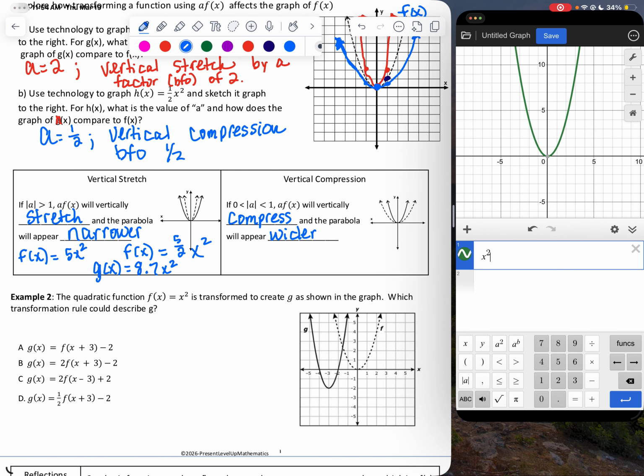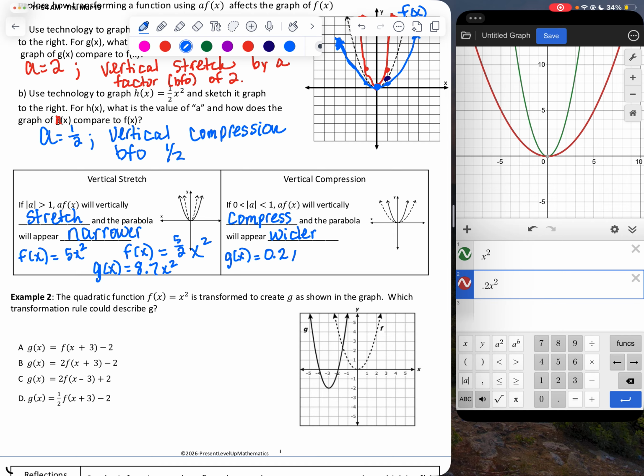So, for example, if I need a number that's bigger than 0 and smaller than 1. So say I had 0.2 x squared. All right, so let me write down that example. G of x equals 0.2 x squared. 0.2 is bigger than 0 but smaller than 1, so it's wider than the parent function.